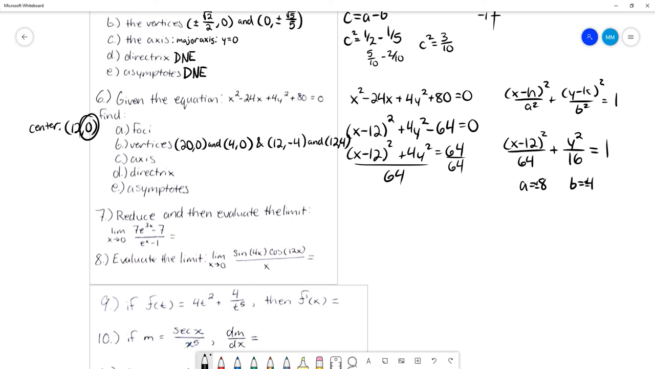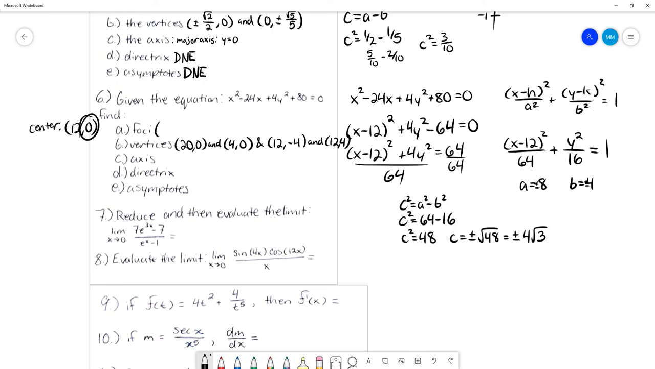Next up, we want to find our foci. Remember, c squared equals a squared minus b squared. So c squared equals 64 minus 16, which means c squared equals 48. So our focus is going to be plus or minus the square root of 48. I am going to simplify that a little bit.